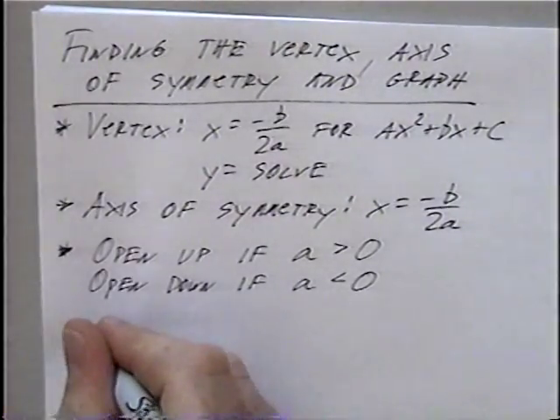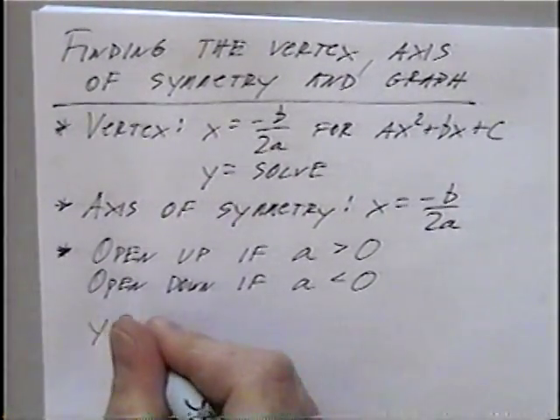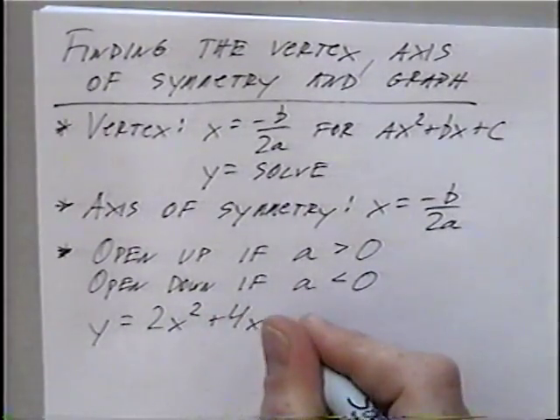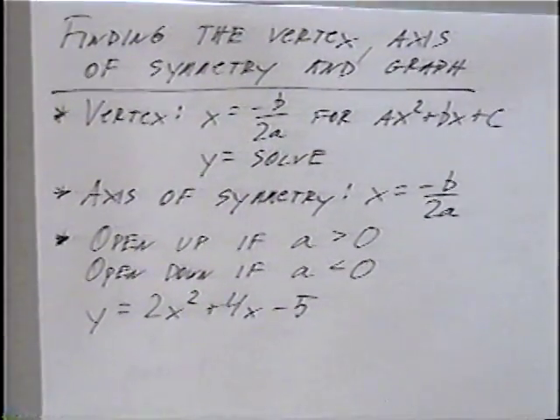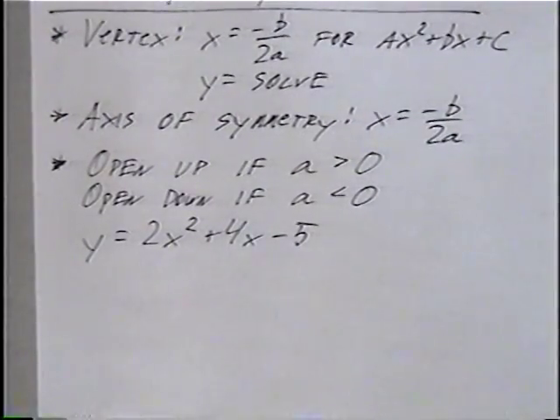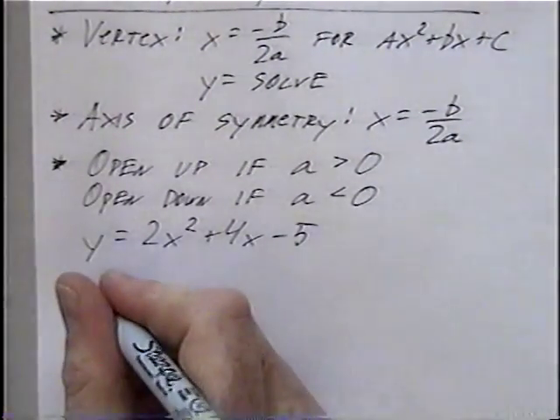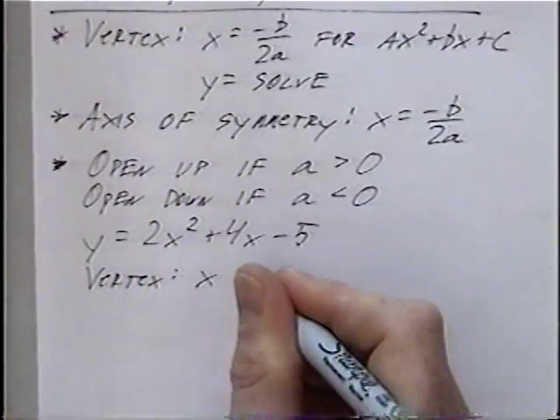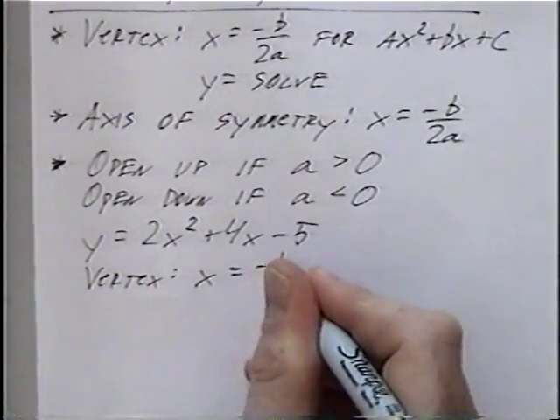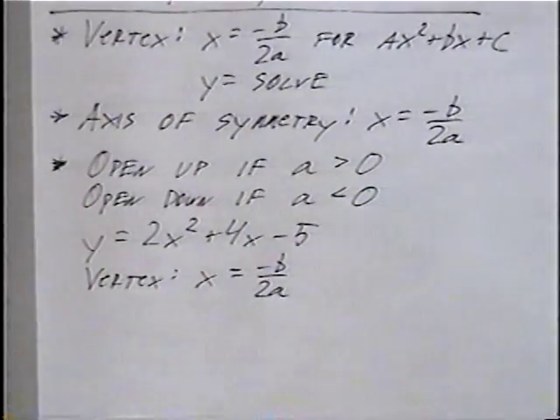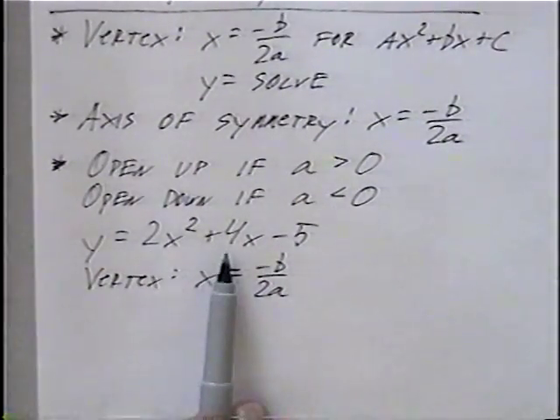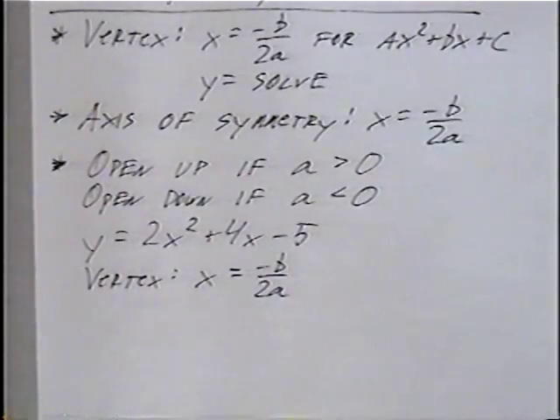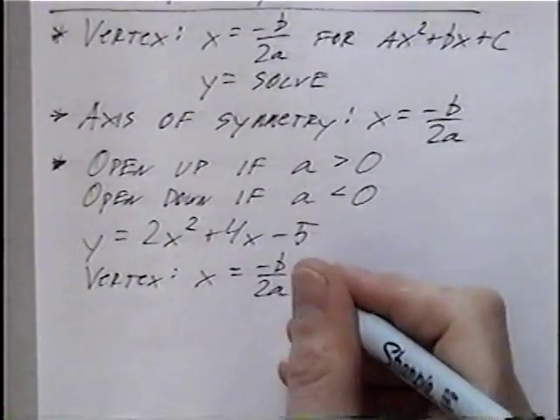First question we'll solve. Y equals 2x squared plus 4x minus 5. To find the vertex, again we'll use the equation negative b over 2a. A is the number in front of x squared, b is the number in front of x, and c we'll get to in a little bit is negative 5, the last number.